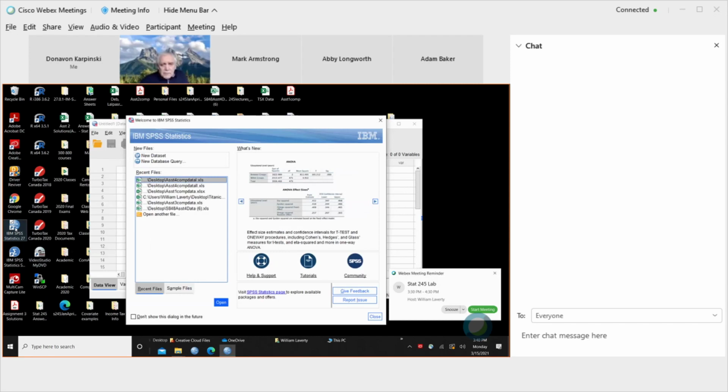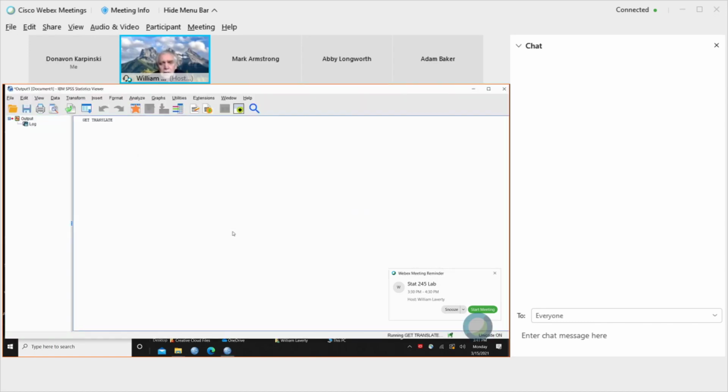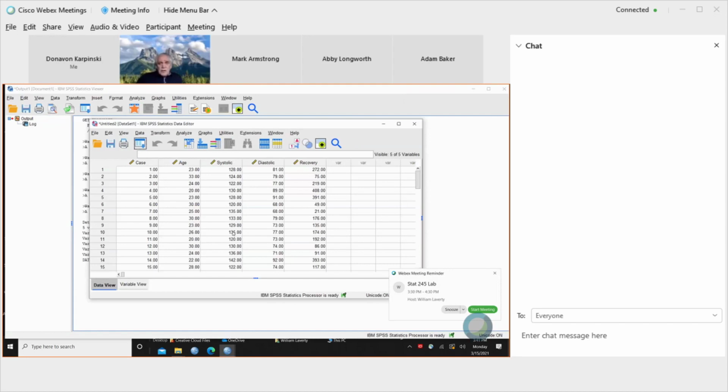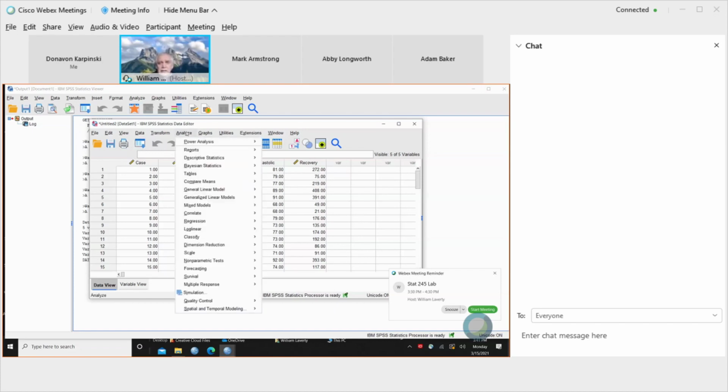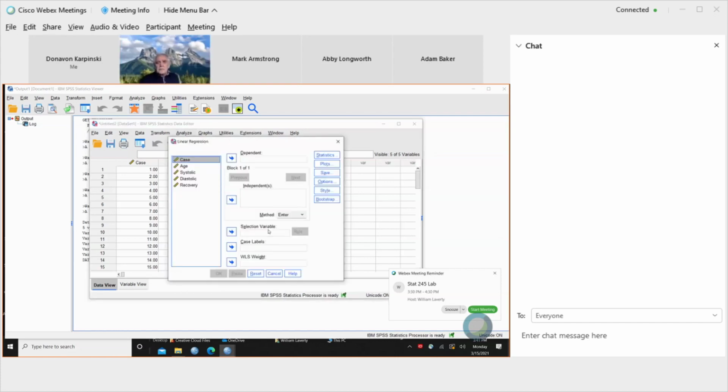Okay, so I'll open up a file. The file that I will open is the computer science assignment for computer science 1, which I think is this one here. That's the one where we're going to do linear regression, predicting recovery time, and if you look at the ages, they range from 20 up to 40. So to do this, you go Analyze, Regression, Linear. Up comes this dialog box.